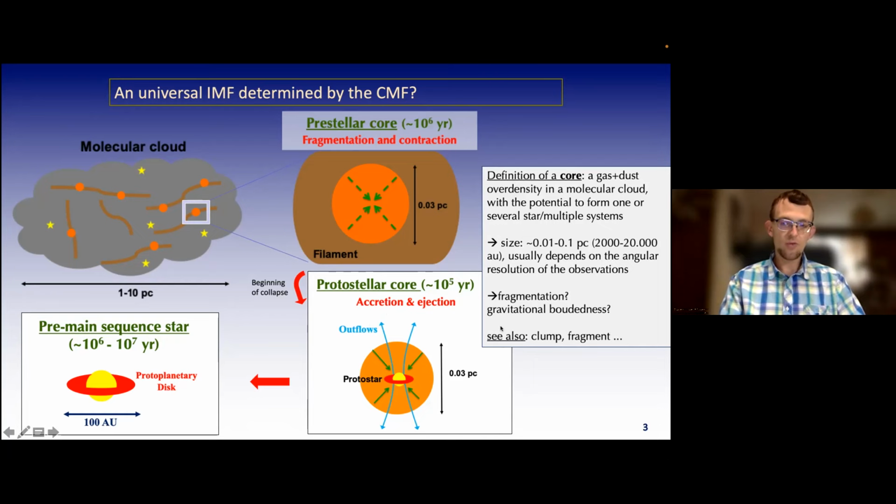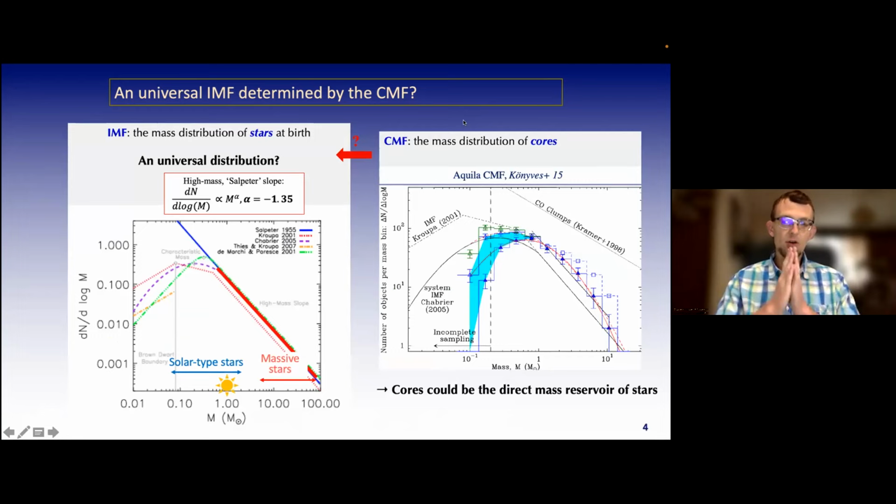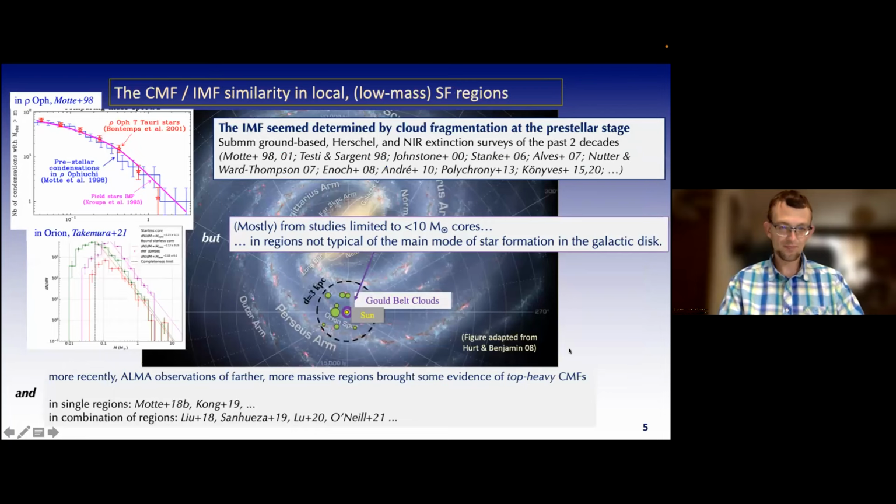As I was saying, the idea is that the IMF could be related to the CMF, and that cores could be the direct mass reservoir available to form stars. This idea comes from more than two decades of observation, showing a good agreement between the form of the CMF and that of the IMF. I give two examples on the left.